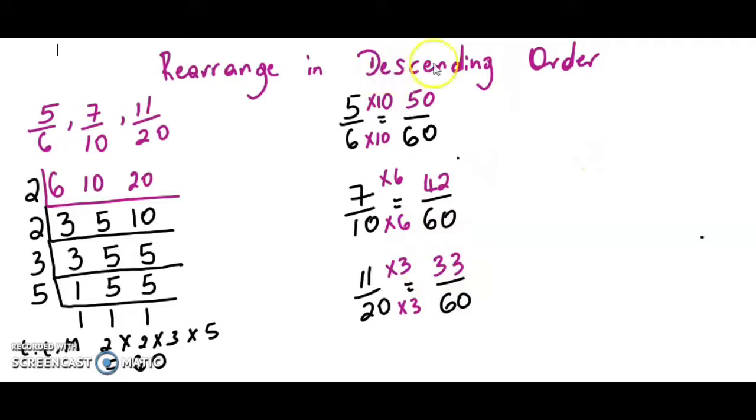Because we are writing in descending order, from the largest to the smallest, we're going to identify the largest fraction. So if you give me 50 items out of 60, 42 out of 60, and another 33 out of 60, this would be the highest fraction, okay? So my first fraction in order would be 5 over 6. My next fraction will be 7 over 10. And my next fraction will be 11 over 20. So this would be your answer.